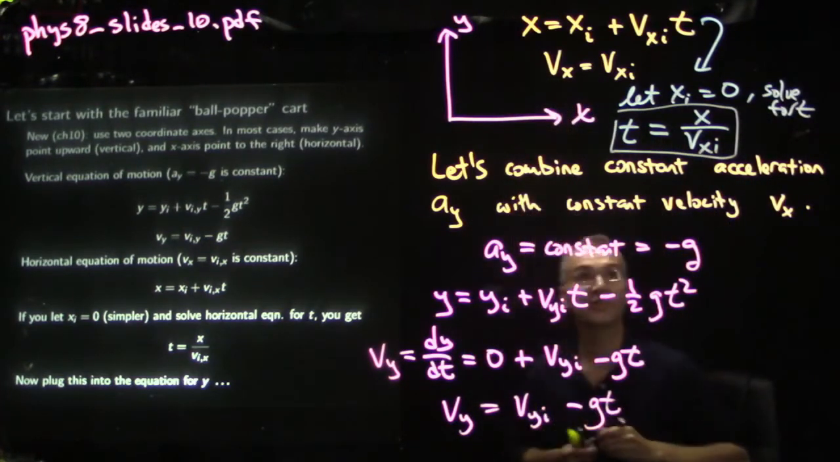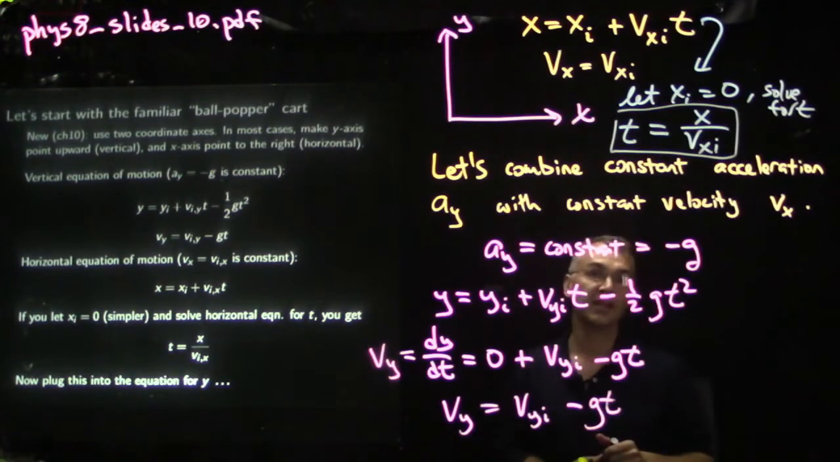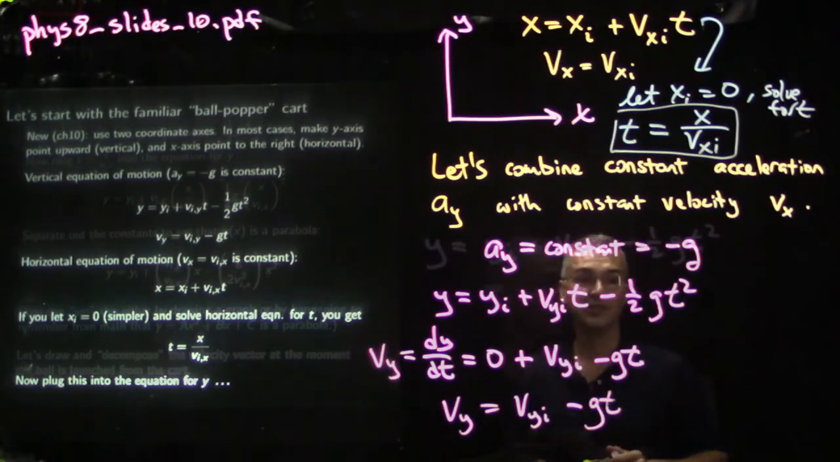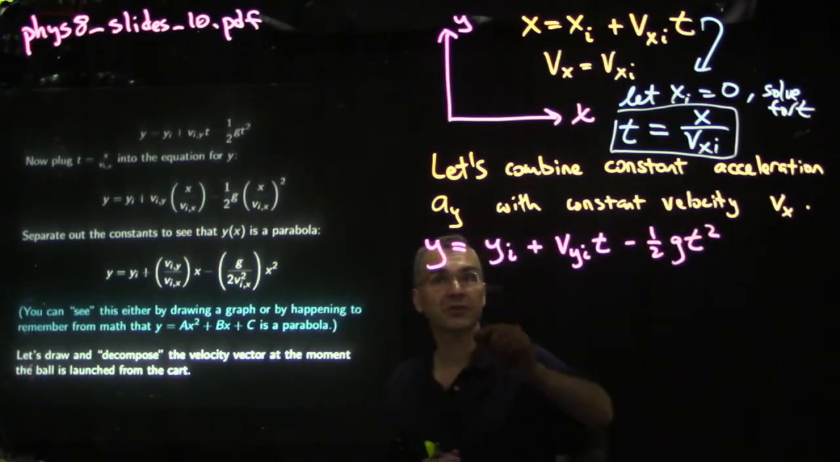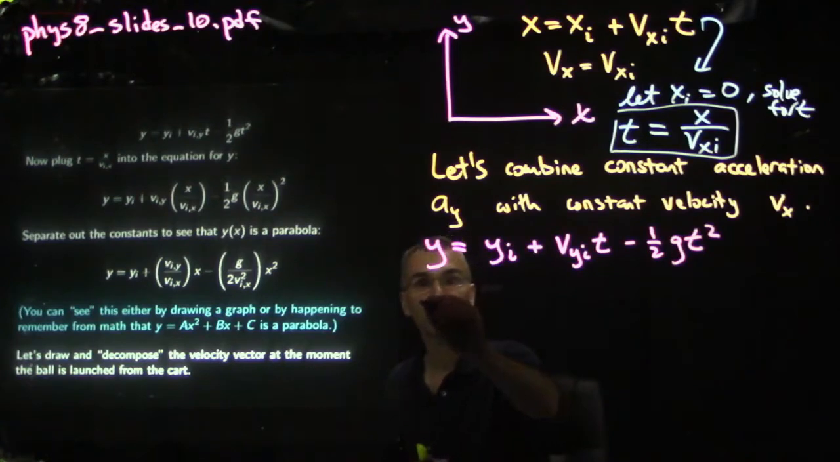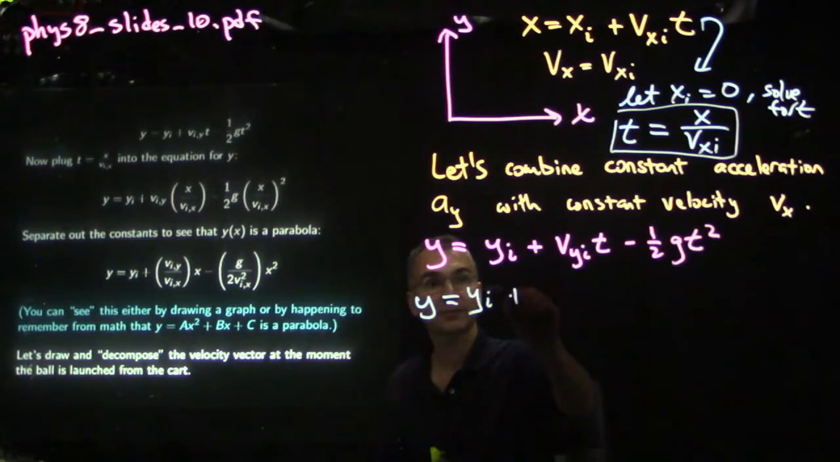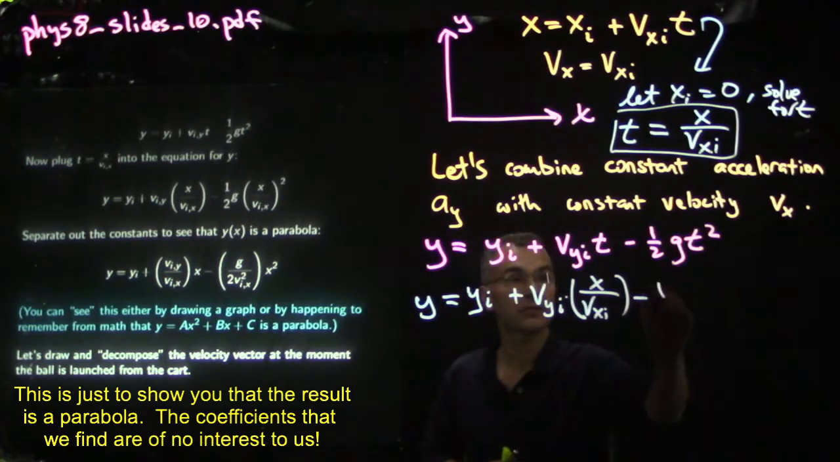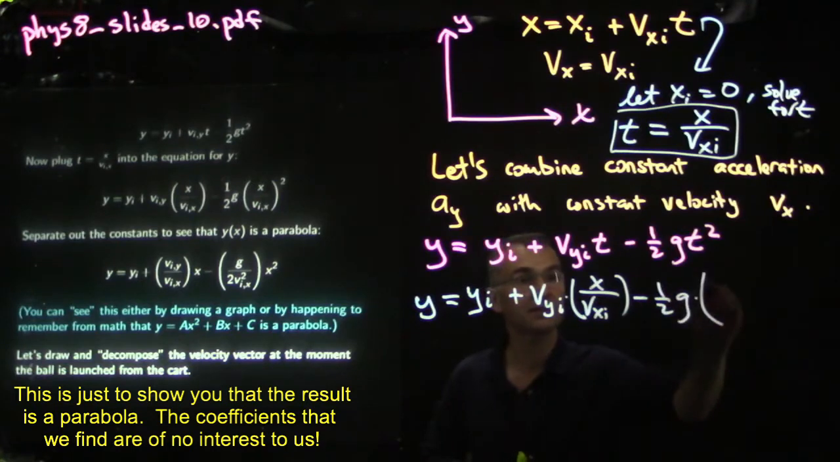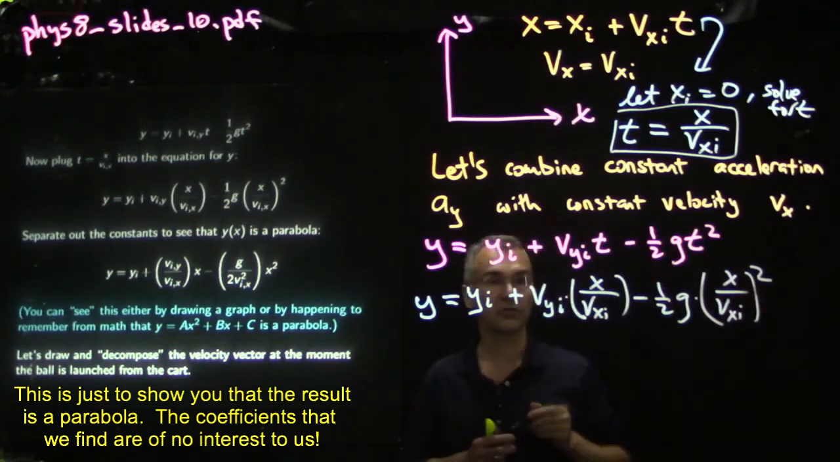So then we can essentially write y versus x instead of writing y versus t. We can then plug this value for time into this expression for y versus time, and we'll get y versus x. So we have y is y initial plus vy initial times x over vx initial, and then minus 1/2 g, and then here's x over vx initial, the quantity squared.